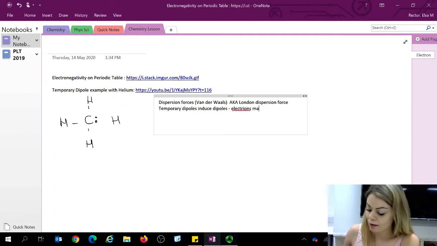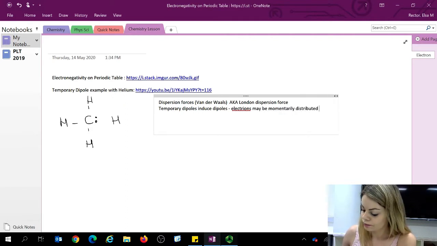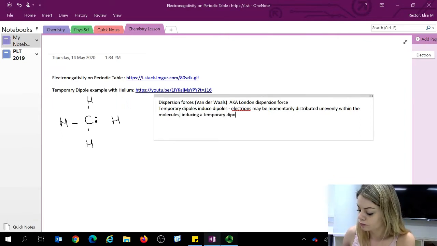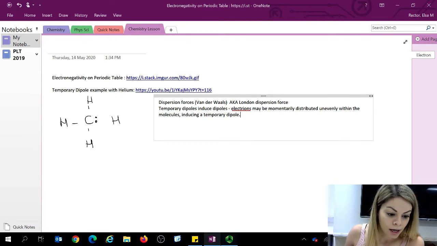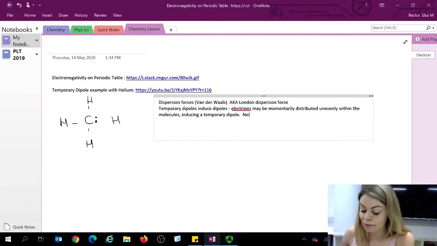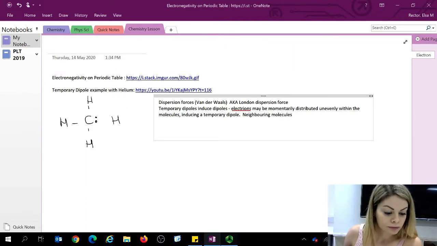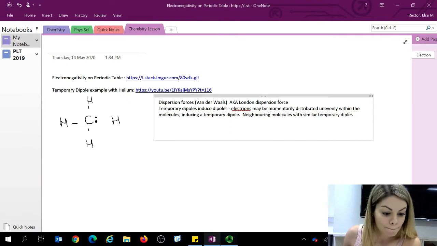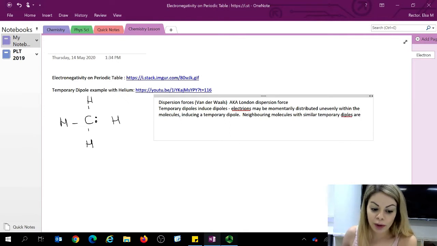Temporary dipoles induce dipoles. So what that means is what I've said, probably not very clearly, and I am sorry. Electrons may be momentarily distributed unevenly within the molecules, inducing a temporary dipole. Then neighbouring molecules with similar temporary dipoles are attracted weakly to each other.